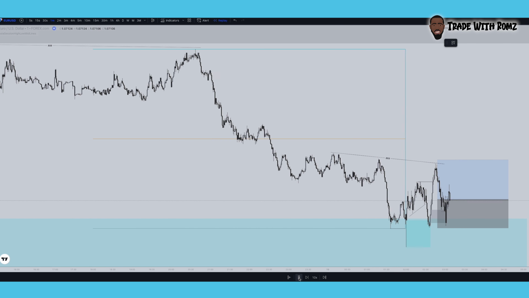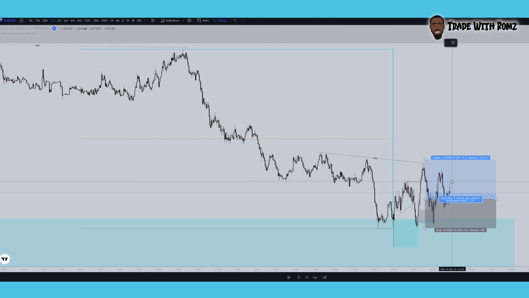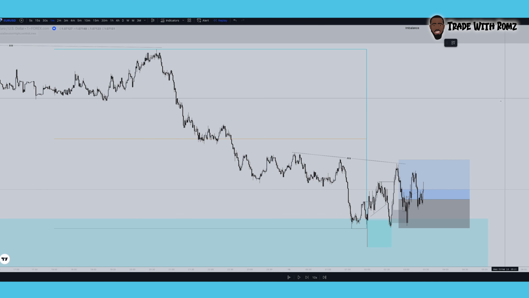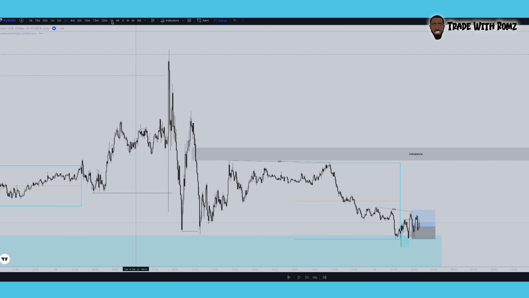So if I play on a bit more, as you can see, it came lower again. It respected this high, came lower again. The way I see this, it came down again just to sweep that liquidity, and again on the 5-minute.